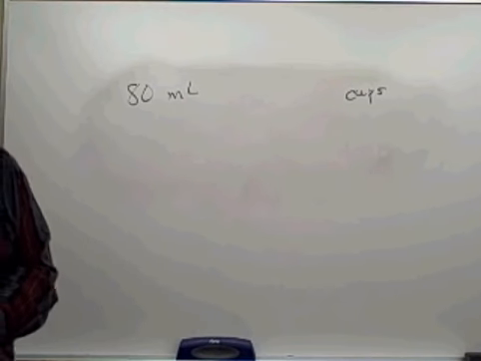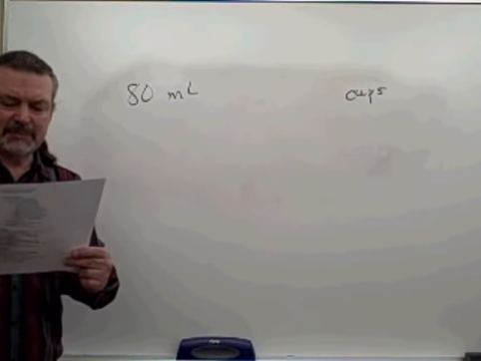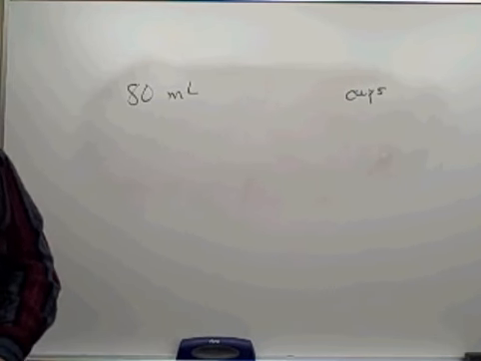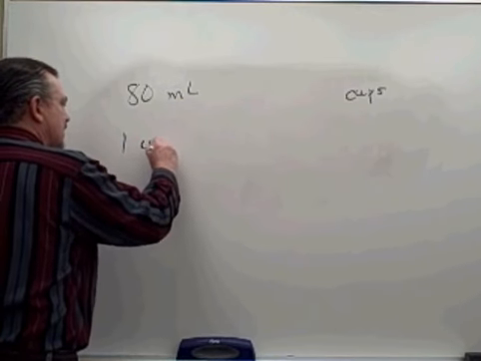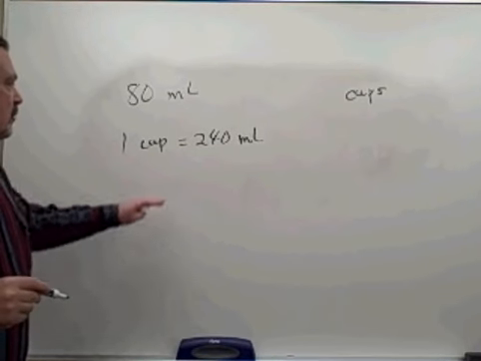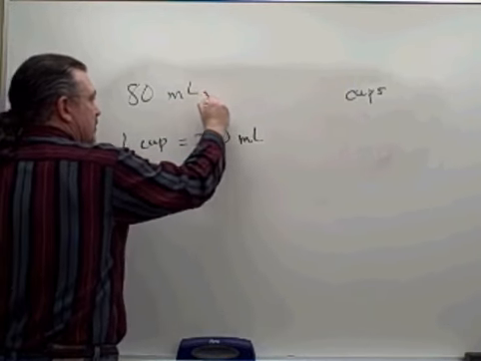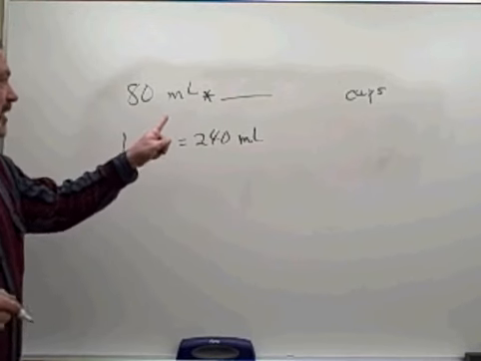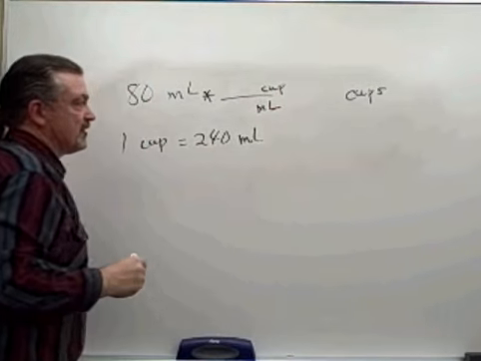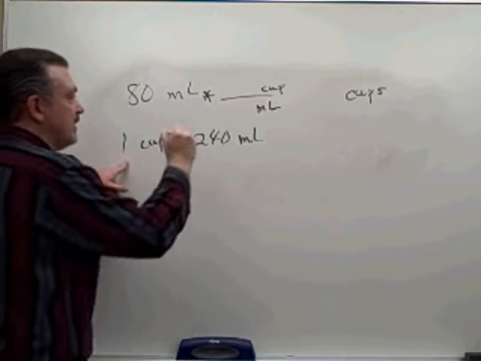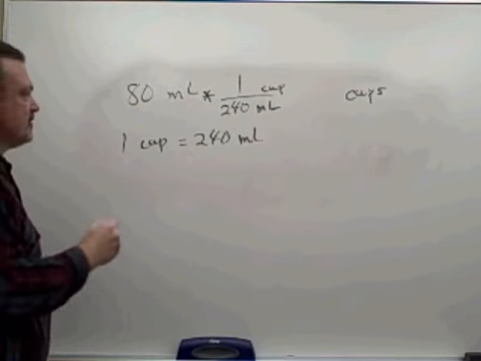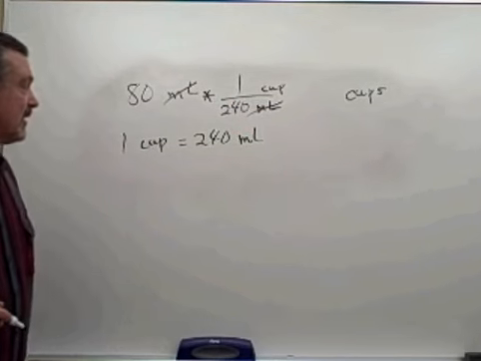If you look at your equivalents and find cups under the household column, it says 1 cup is 240 milliliters. So 1 cup is the same amount of liquid as 240 milliliters. We can use this relationship in our conversion fraction to get to cups from milliliters. We want milliliters to go away. We want cups to remain. And 1 cup is 240 milliliters. So the milliliters will cancel.